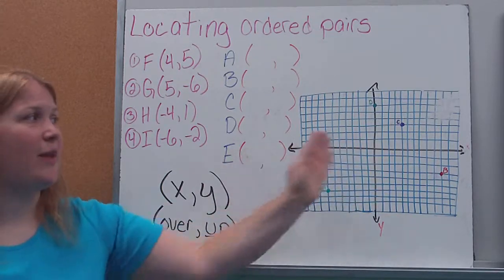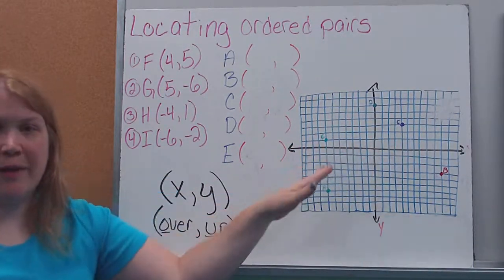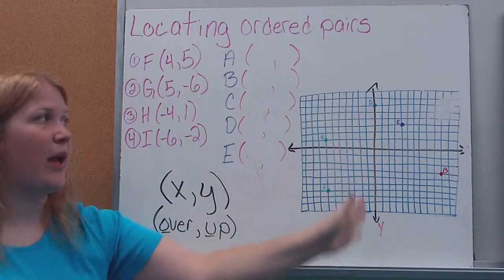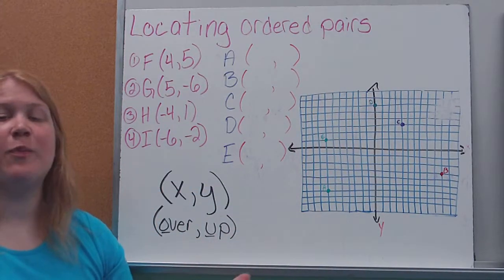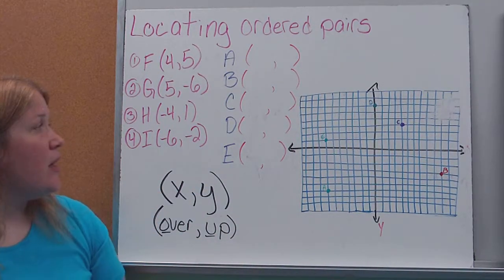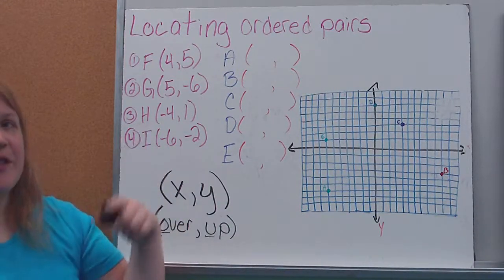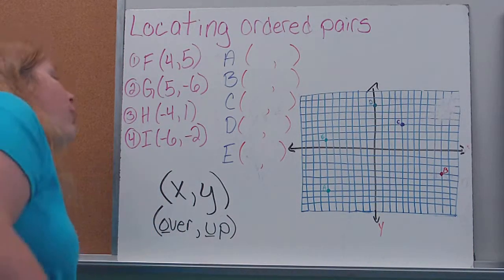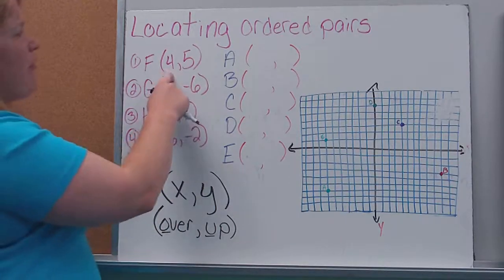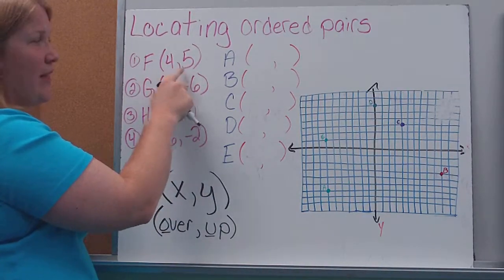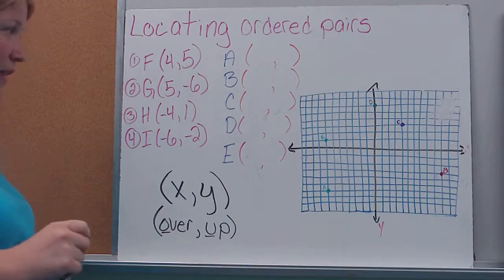So the first one's telling me which way I'm going, left or right. The second one's telling me which way I'm going, up or down, depending on if it's positive or negative. So let's start, we'll graph them first and then we'll look at the other ones. So here I want to graph point F. F tells me it's a positive 4 for my x value, positive 5 for my y value.